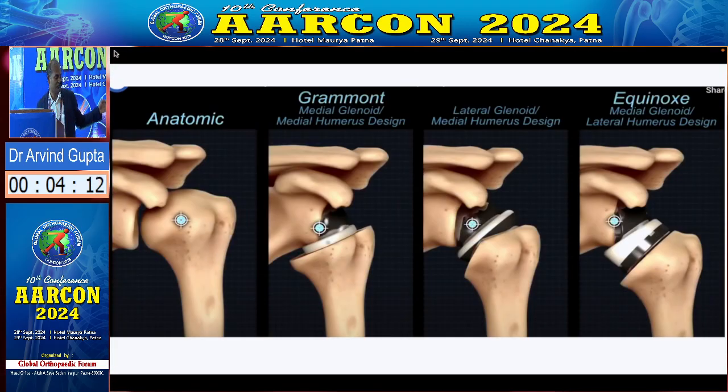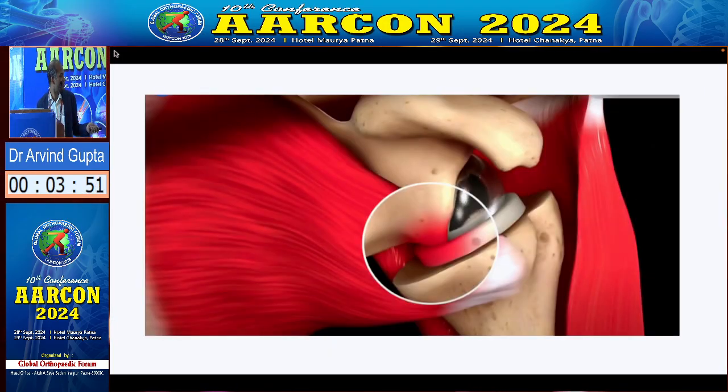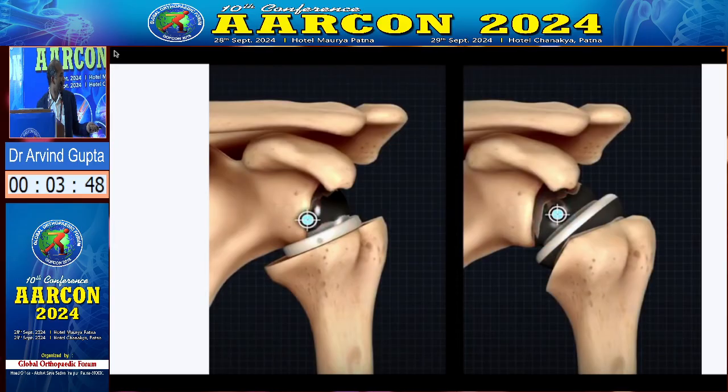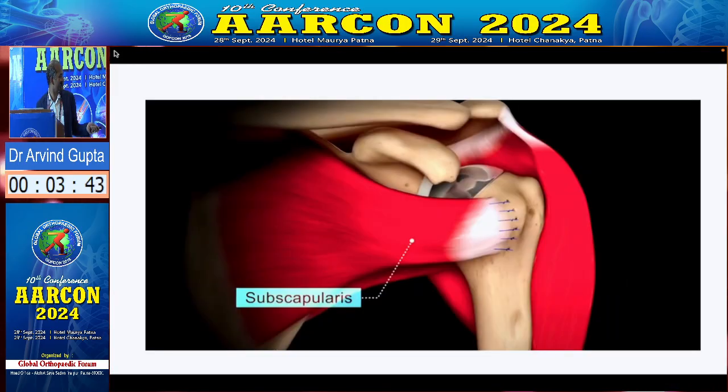And this is the anatomic one. You can see the anatomic one, where the center of rotation lies. And you can see in the reverse shoulder arthroplasty where the center of rotation lies. It's inferior and medial. Then there was some problem with that: the angle was 155 degrees, but because notching was there, this got changed to 145 degrees. Because it was too medialized, later on a little bit lateralized glenoid came, and this lateralized glenoid prevents the chances of notching in reverse shoulder arthroplasty.